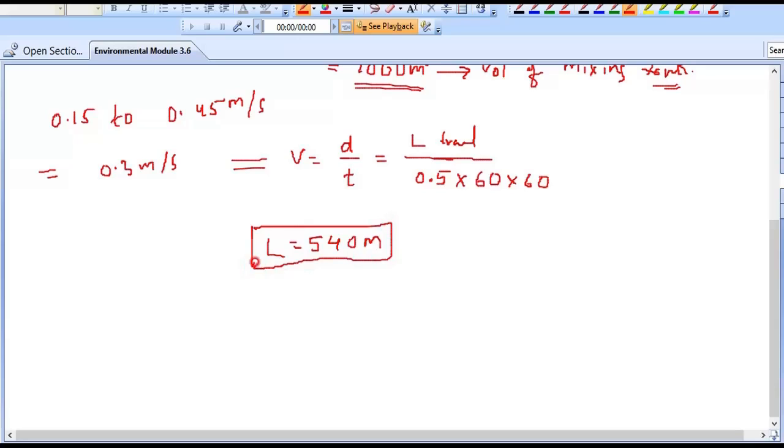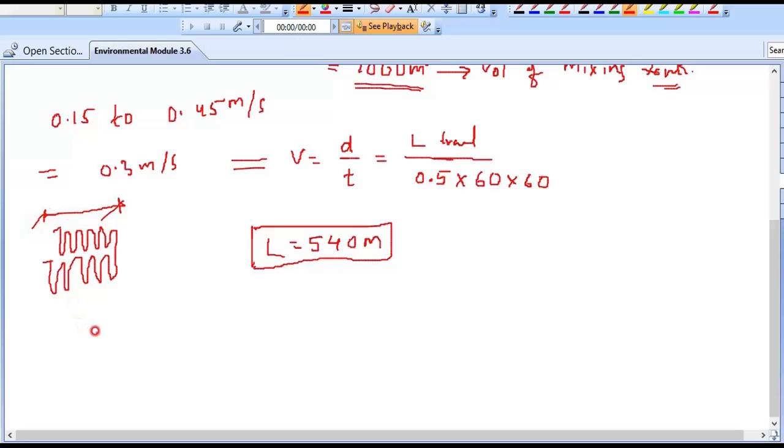This is not the length of the tank. This is the length of the water, because the water is going in a zigzag way. The water enters here and goes like this in a zigzag way, and it comes like this, then again it goes, and this entire length is 540. It is not a tank dimension.